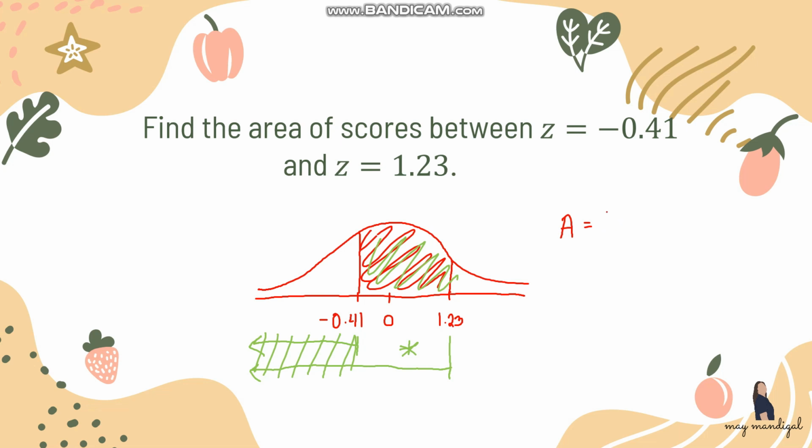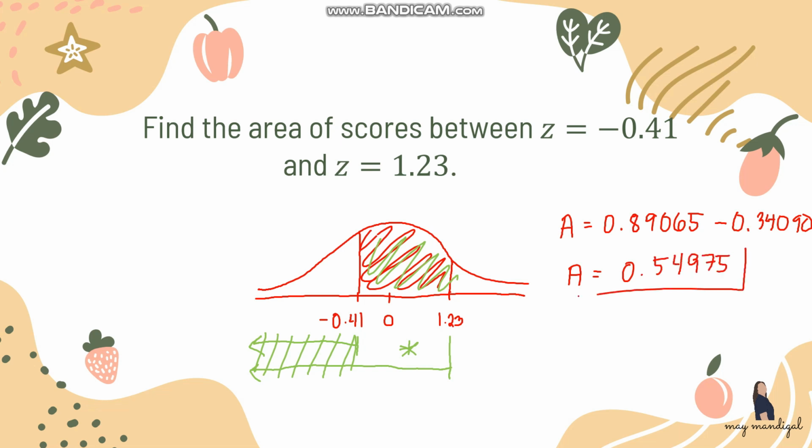So for 1.23, the area of that is 0.89065 minus the area to the left of negative 0.41. So again, you use the z-table. That is 0.34090. And then all you have to do is to subtract. So the area now is 0.54975. So this is now the area between the two z-scores.